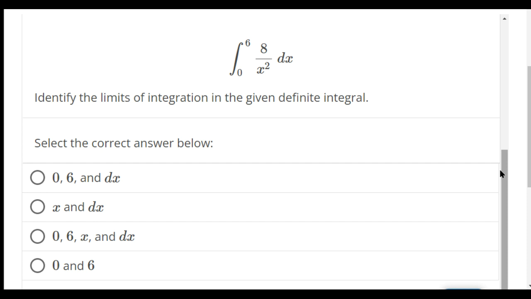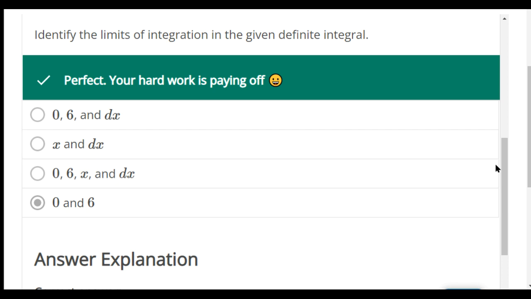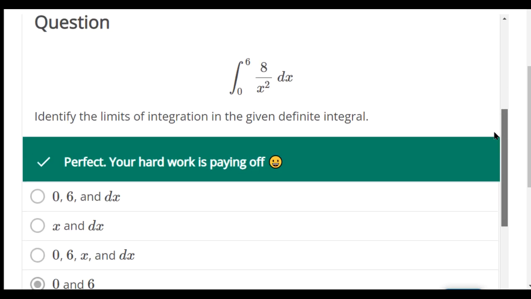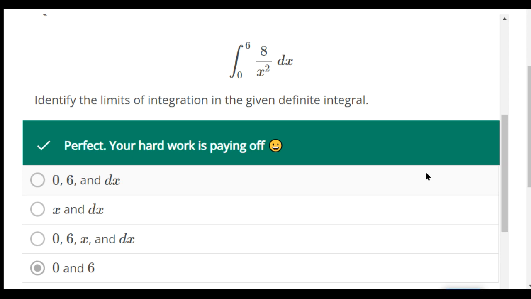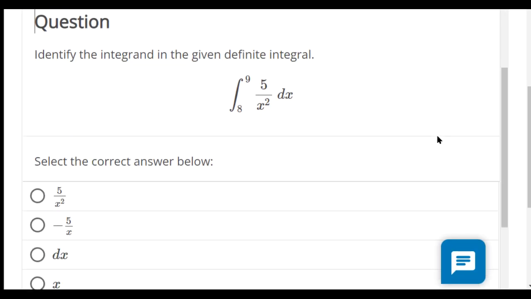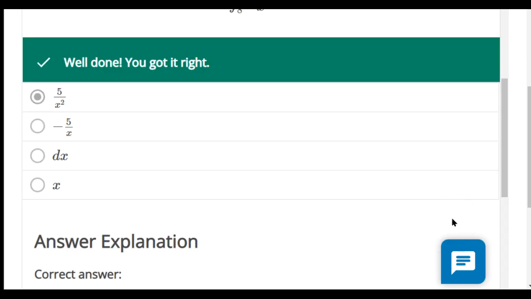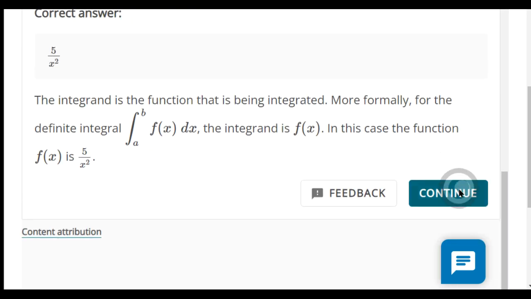Identify the limits of integration in the given definite integral. 0 and 6. How hard is that? Right? I mean, you're integrating from 0 to 6. There's nothing else to say. Here you're integrating from 8 to 9. Identify the integrand. Oh man, I guess that's the function. I've never given it a name. But there we go.